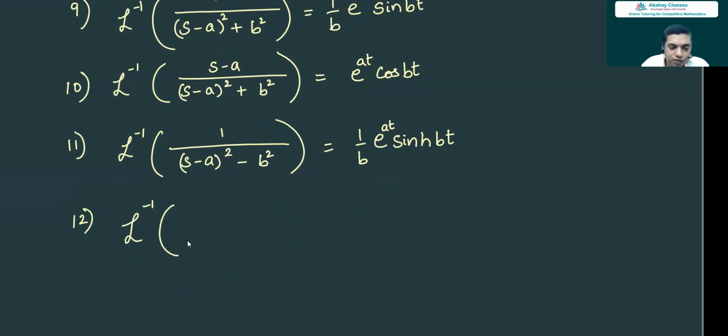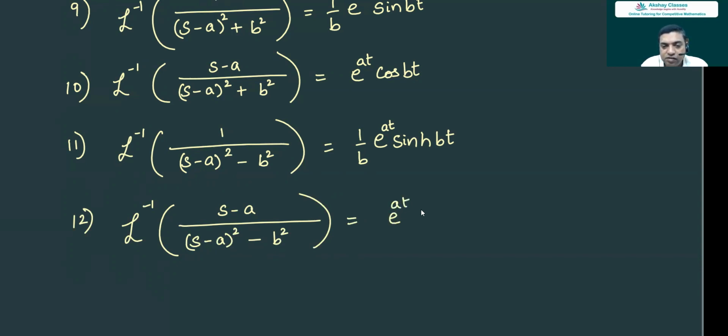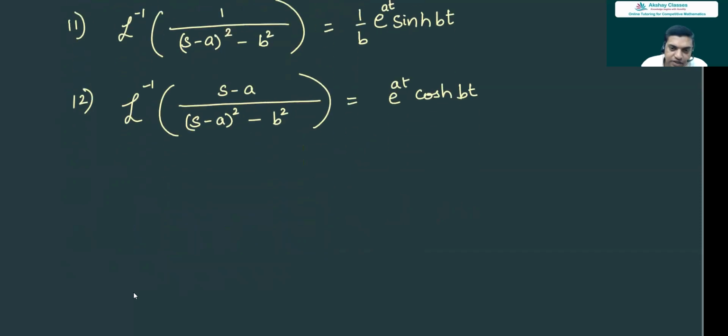Next, Laplace inverse of (s minus a) upon (s minus a) the whole square minus b square. This will be e power at cos hyperbolic bt. Okay. Now after this, some more standard results. This is important to remember. It will be easier, although it is derived.